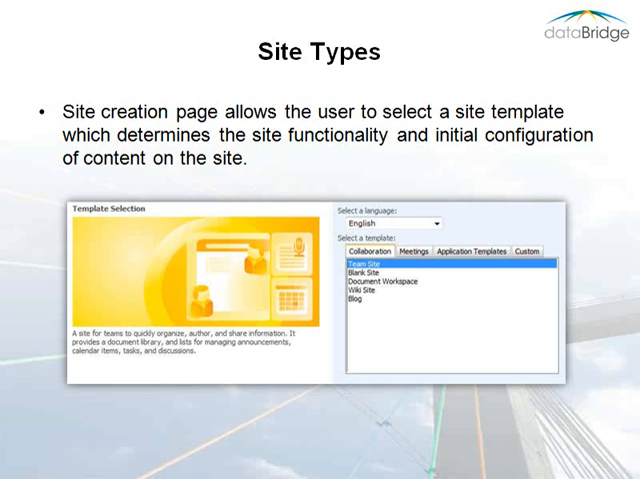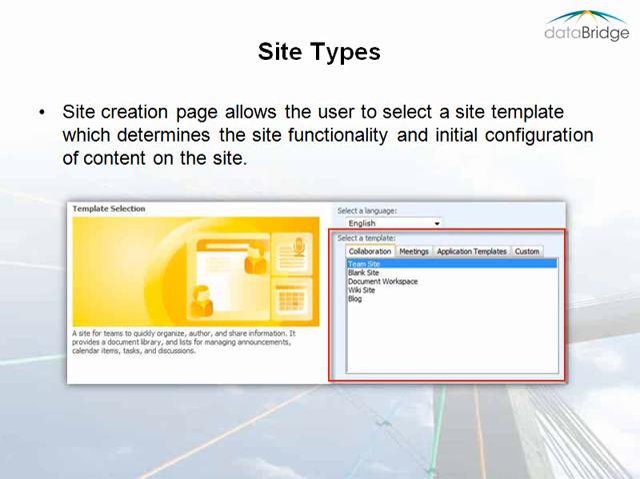As we create these sites, you're going to have the ability to choose a template that determines the site functionality and initial configuration of content on the site. So as we create that marketing or human resources or IT site, we'll be able to choose a team site that comes standard with document libraries, announcements, task lists, and discussion board, or create a blog or a wiki or a document workspace.